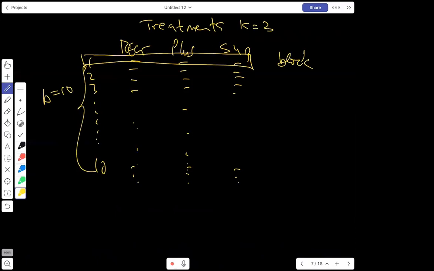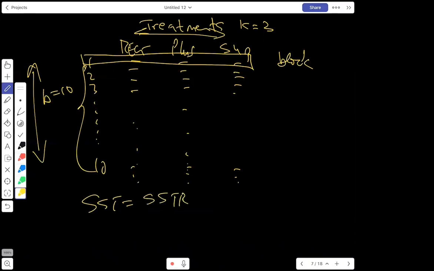All right? And remember, I am repeating the experiment. So there is variation among the treatments, right? But there's also variation among the blocks. So now what we do is we take the total variation, which is SST, and we now could break it down into SSTR due to the treatments, SSBL due to the blocks.